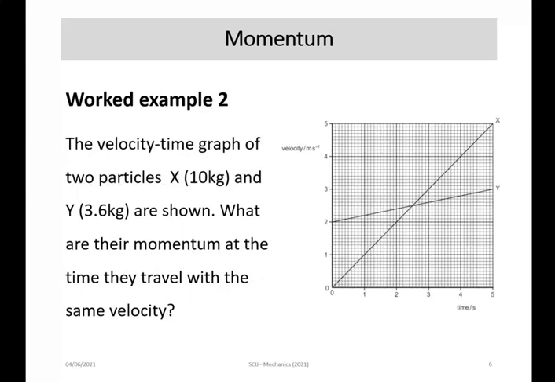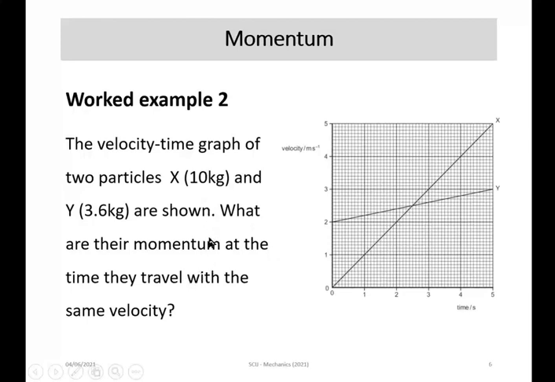Now let's take this second example. We have a velocity-time graph here, and it contains the journey of two particles, x and y. You can see how the two particles were moving. The respective masses are also given: 10 kg for x and 3.6 kg for y. Now we are supposed to determine the momentum for x and the momentum for y at the time the two are traveling with the same velocity.